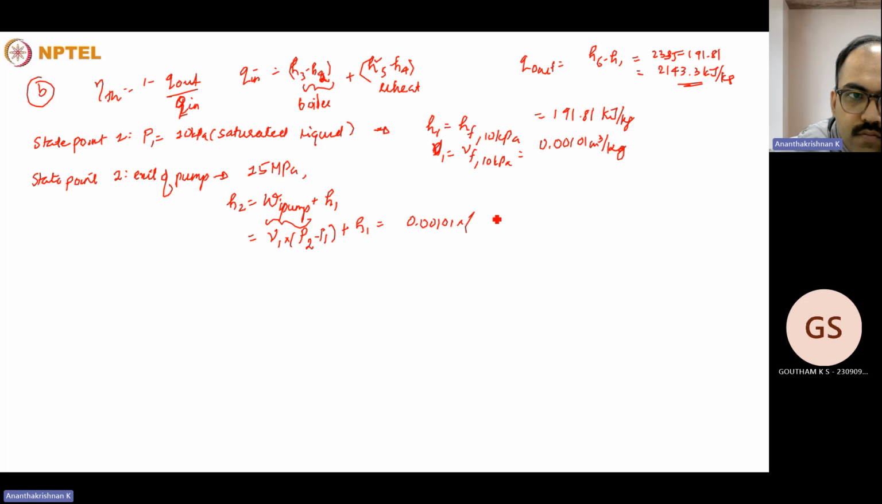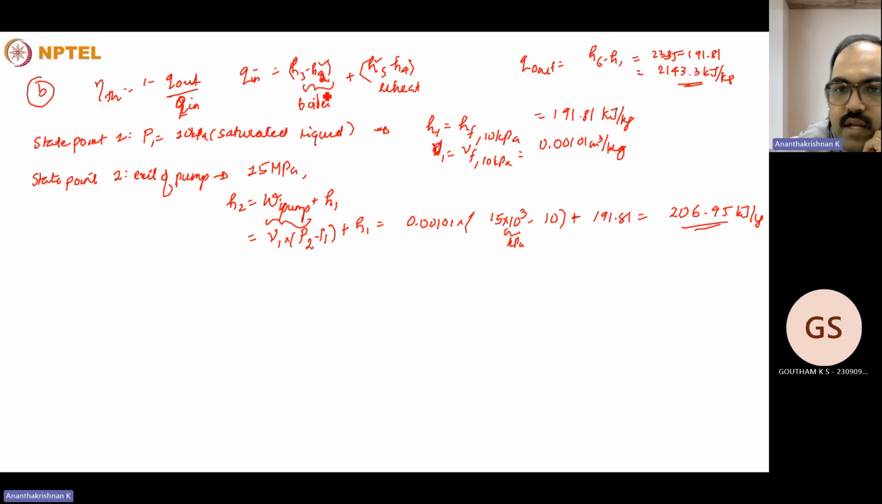So it will be 0.00101. P2 will be 15 megapascal, so 15 into 10 cube minus 10 kilopascal, plus H1. In terms of kilopascal, this will be meter cube per kg, so ultimately we can get everything in terms of kilojoule per kilogram. H1 will be the same, 191.81. So we'll get H2 equal to 206.95. So H2 is known. We have already known H5.